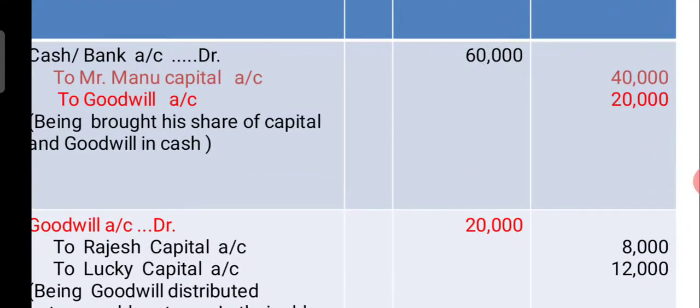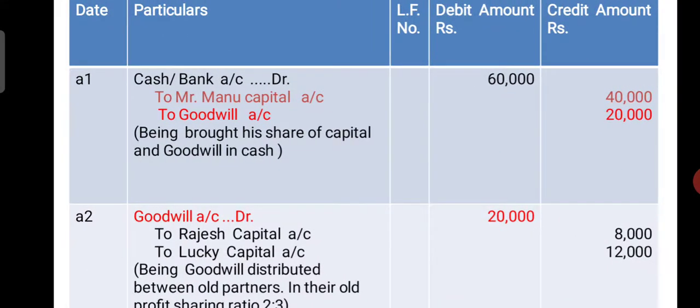So the first entry, when the new partner brings his share of capital and goodwill: cash or bank account debit to Madhu capital account, to goodwill account. In the debit column 60,000, credit column before the Madhu capital account 40,000, before goodwill account credit column 20,000, total of 60,000. Narration: being goodwill and his share of capital brought by the new partner into the business. Or you can write: being new partner brought his share of capital and goodwill in cash.